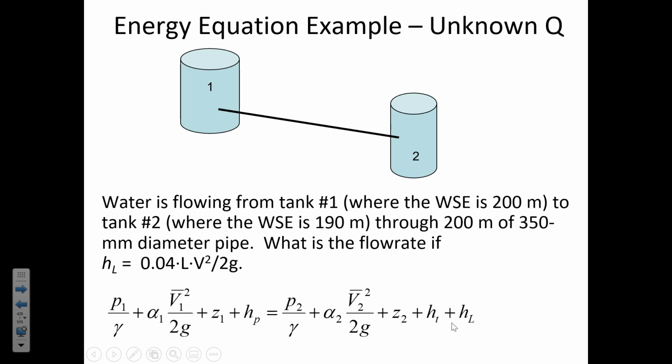Okay, so here's the energy equation. And in this example, what we're using is a formula that characterizes the overall head loss. Remember that head loss has two terms. H sub L includes the pipe friction H sub F and the local losses H naught. So H sub L, head loss, is H sub F plus H naught.